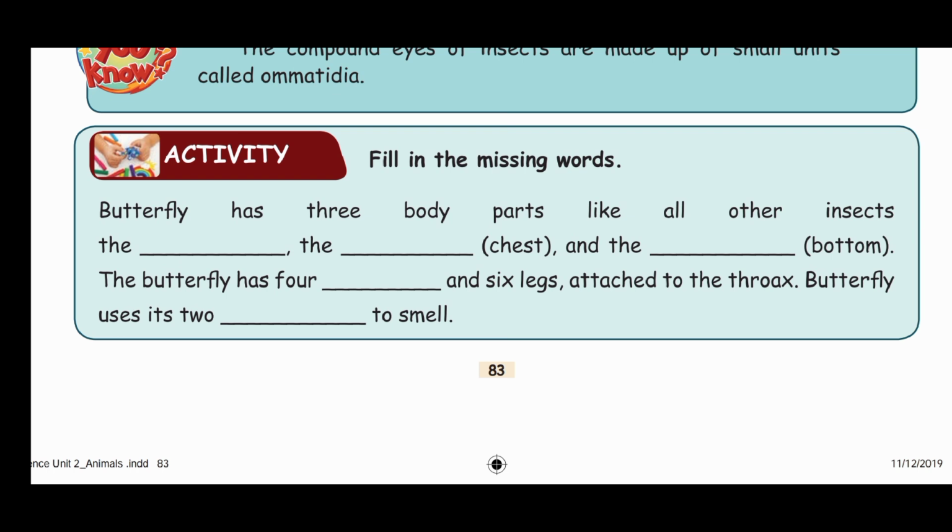So the answer is: butterfly has 3 body parts like all other insects, the head, the thorax and the abdomen. The butterfly has 4 wings and 6 legs attached to the thorax. Butterfly uses its 2 antenna to smell.